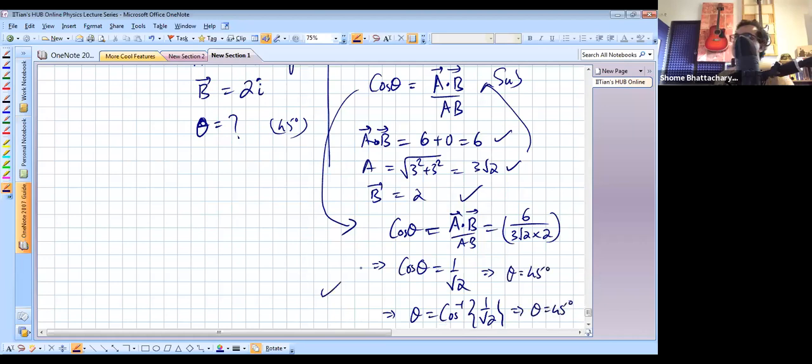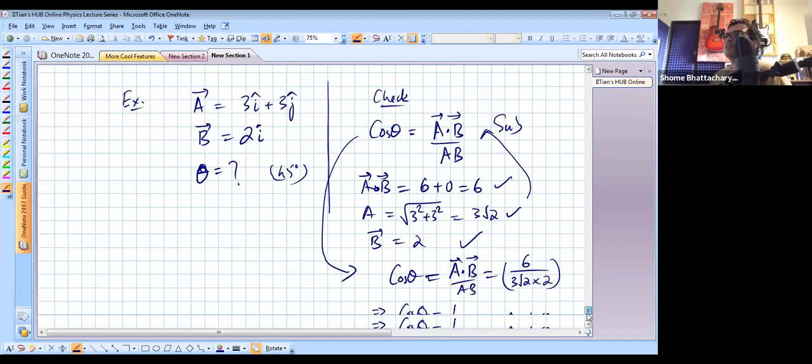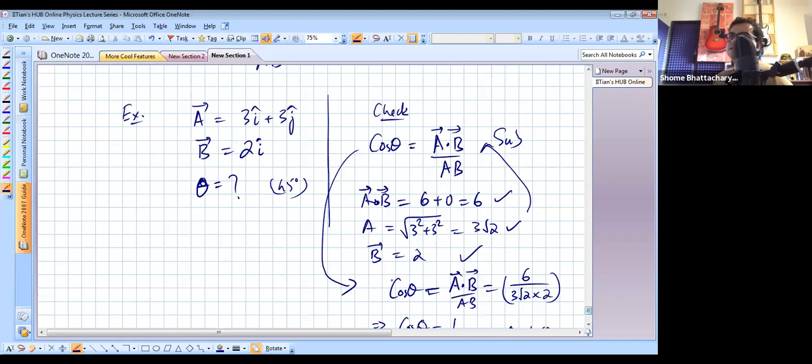That's it. So to begin with, I have taken a very simple example so that you can understand that this is giving us the correct result. But now even if we have something which is more complicated, like in 3D, we can find it out easily.